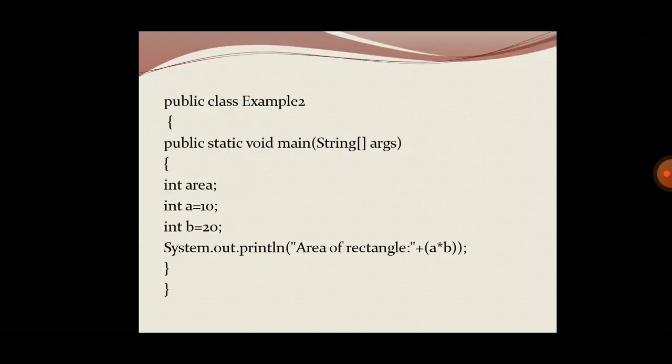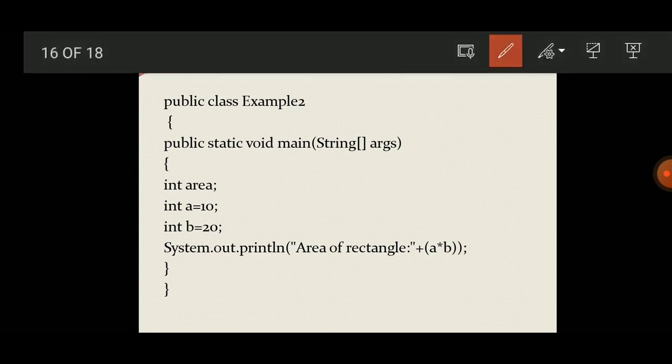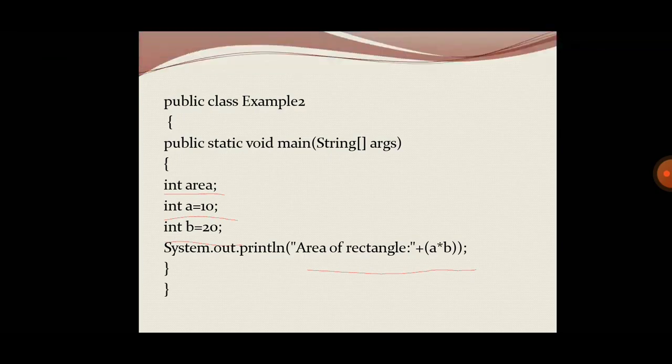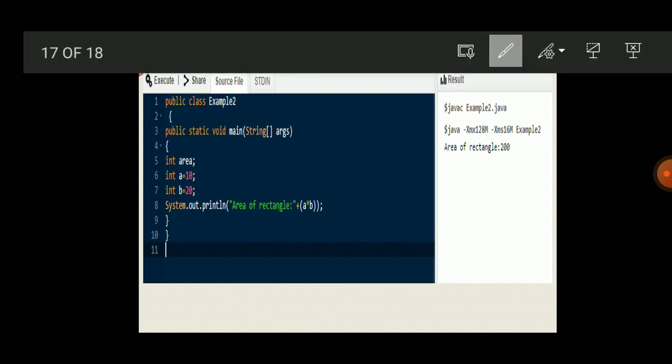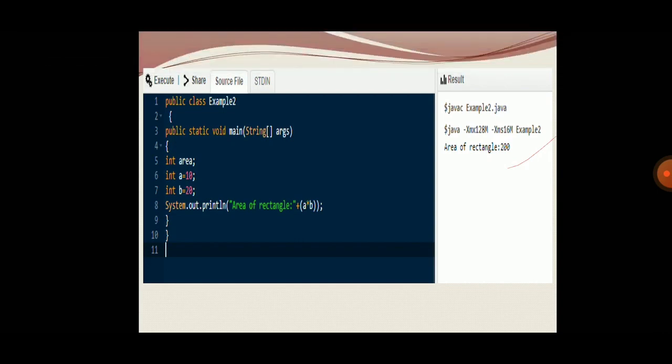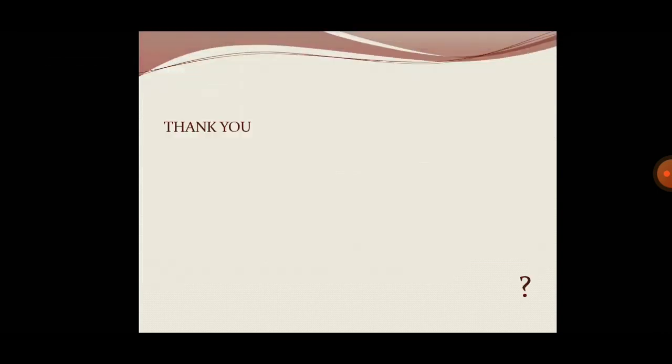Next, this is the example. See here, example 2, area. Then a value is given as 10 and b value is 20. Then the area of the triangle, a and b are multiplied, and after executing this program using the compiler, we have got the output as 200. The same program is executed and we have got the output 200. Okay, thank you.